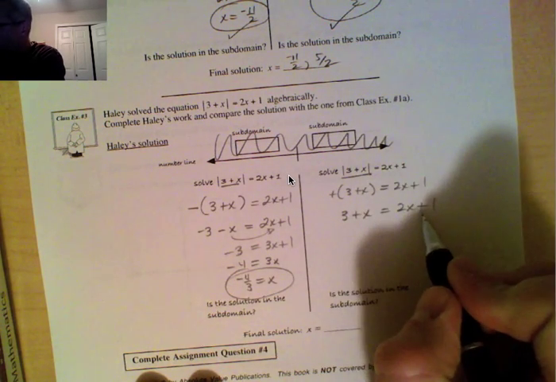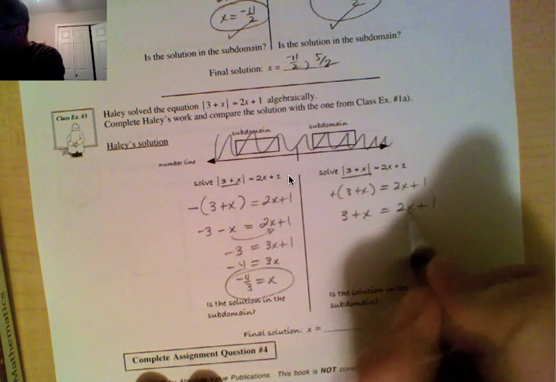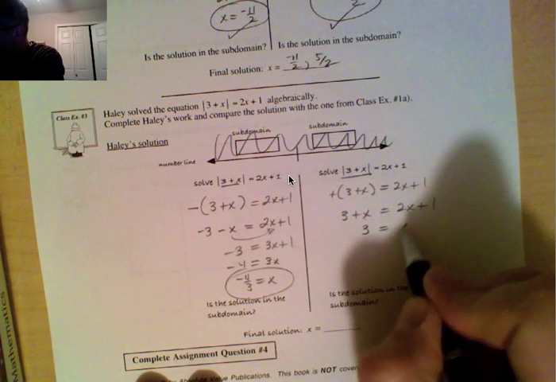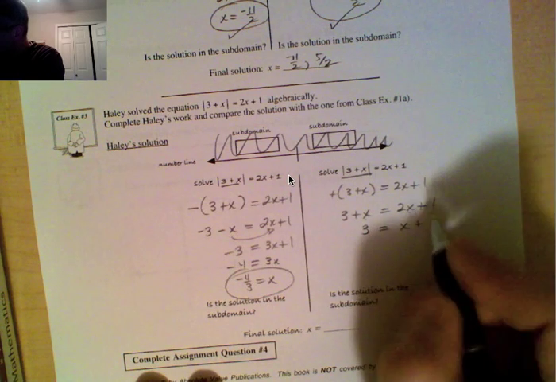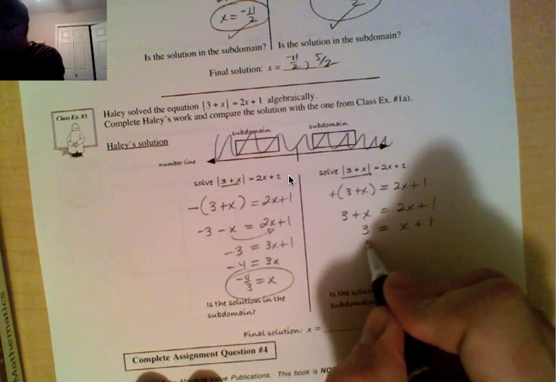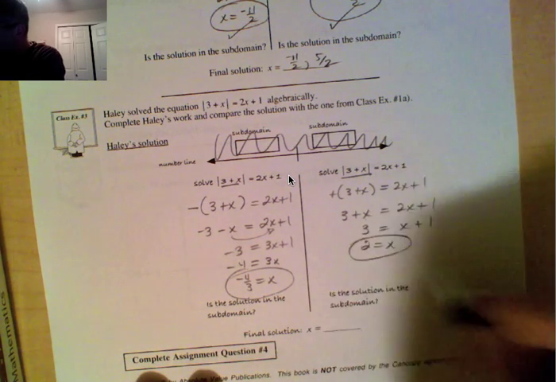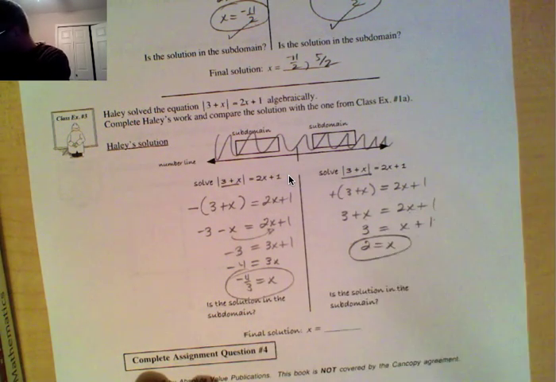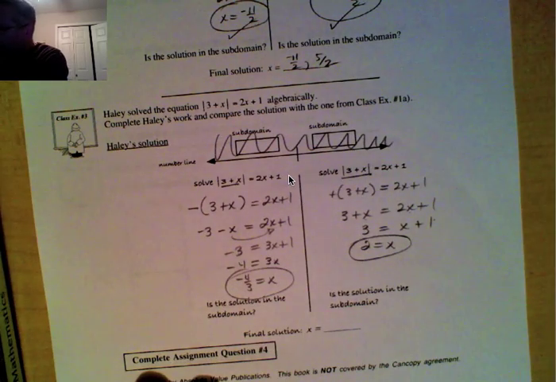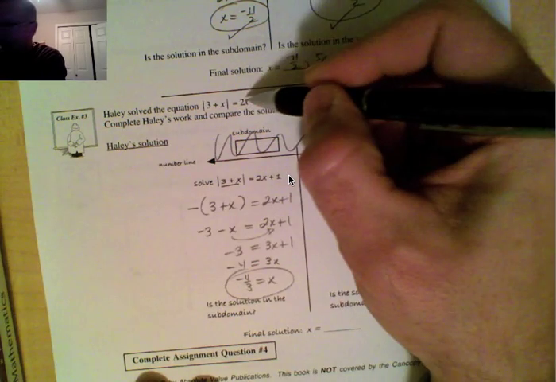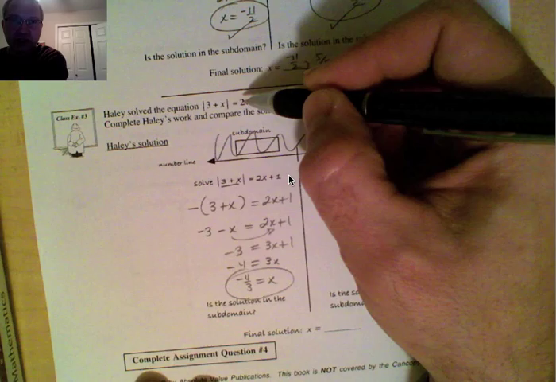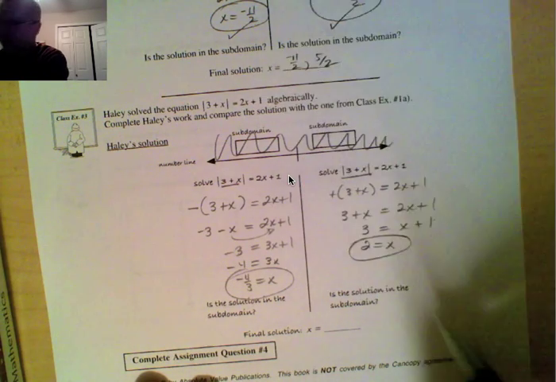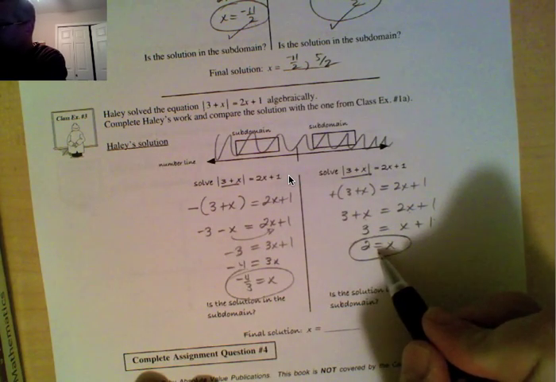If we look at this right-hand side, if I subtract x from each side, I get 3 equals x plus 1. And if I subtract 1 from each side, I get x to be 2. So I have two possible answers that work here. Well, what I have to do is check these answers back in the original situation and see, do these answers work? So we're going to start with 2.